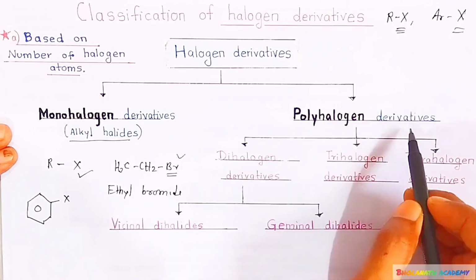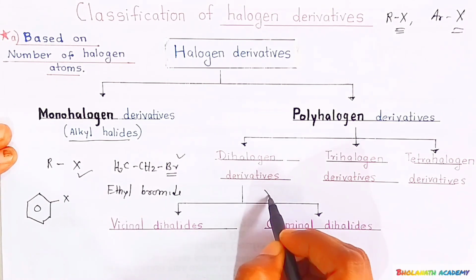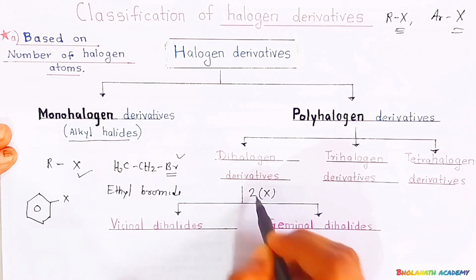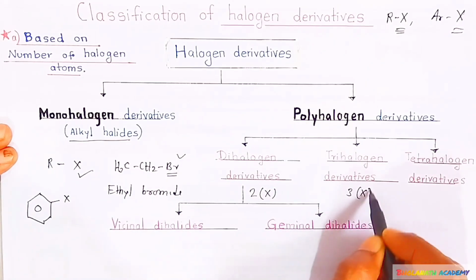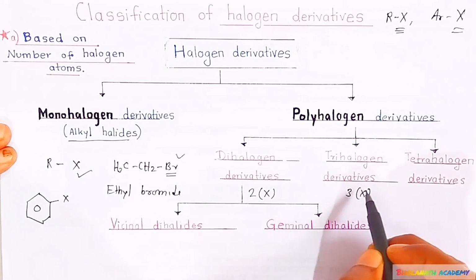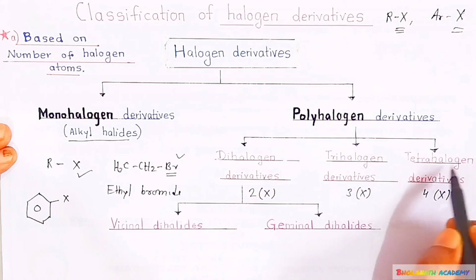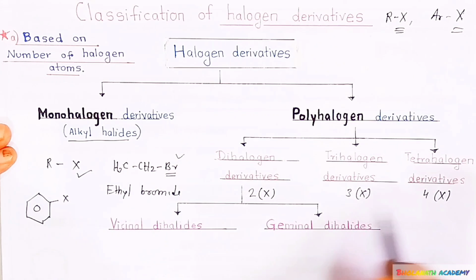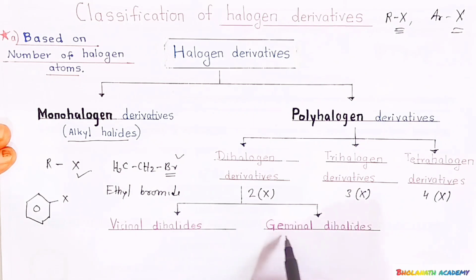Now, students, polyhalogen derivatives may be classified as dihalogen derivatives when there are two halogen atoms. When the number of halogen atoms in a compound is 2, it is called a dihalogen derivative. When there are 3 halogen atoms present in a compound, we call it a trihalogen derivative. If there are 4 halogen atoms present in a compound, we call it a tetrahalogen derivative. Understanding, students?